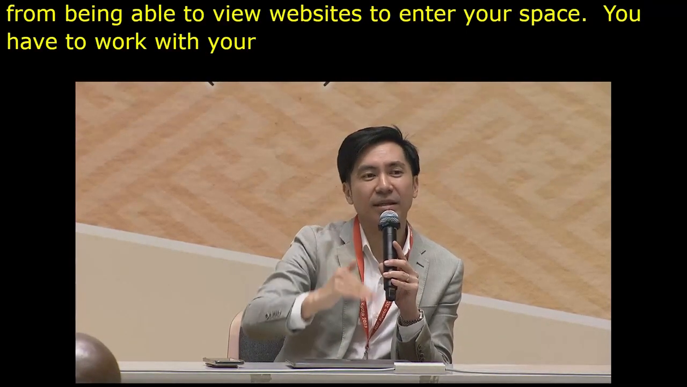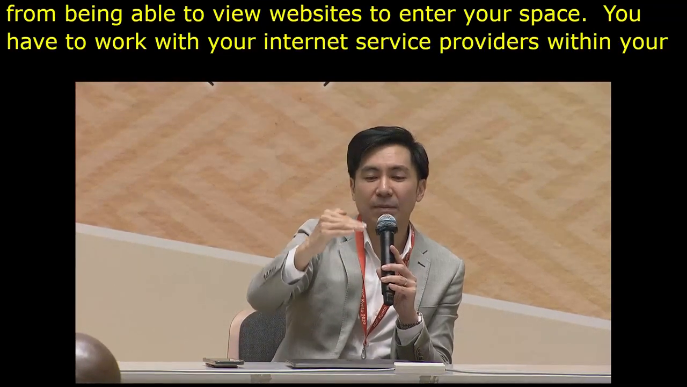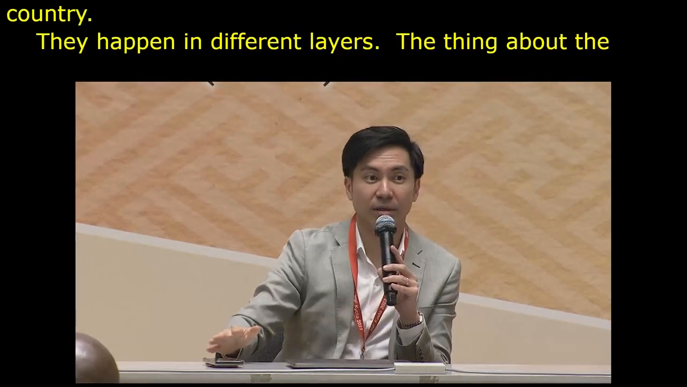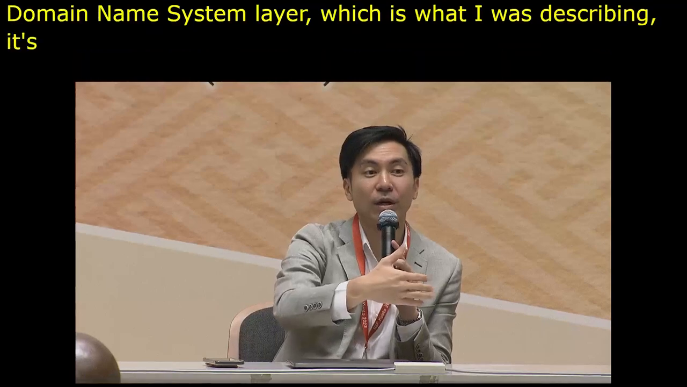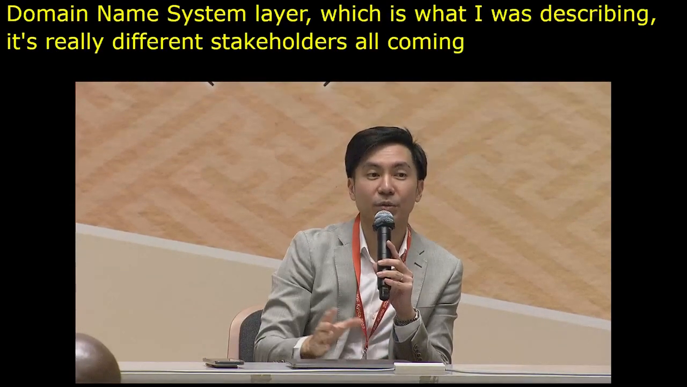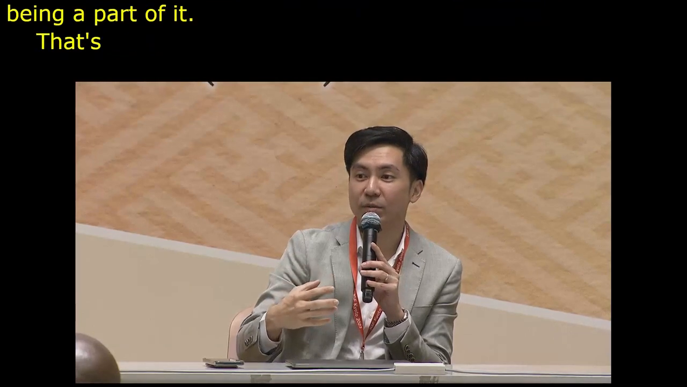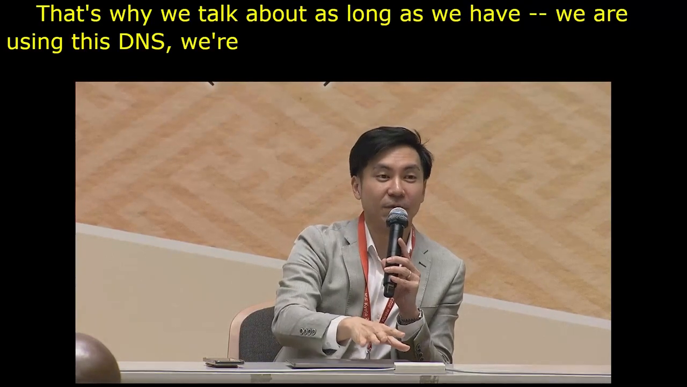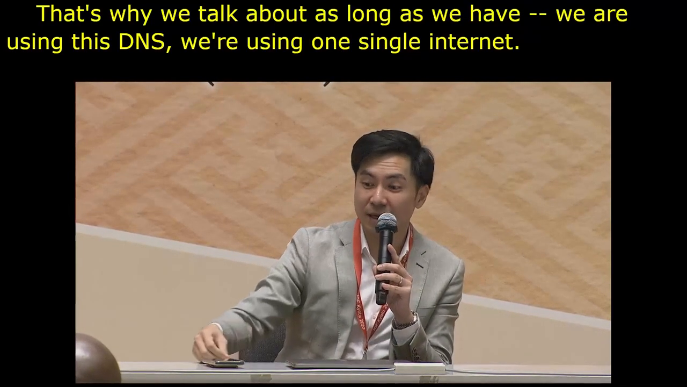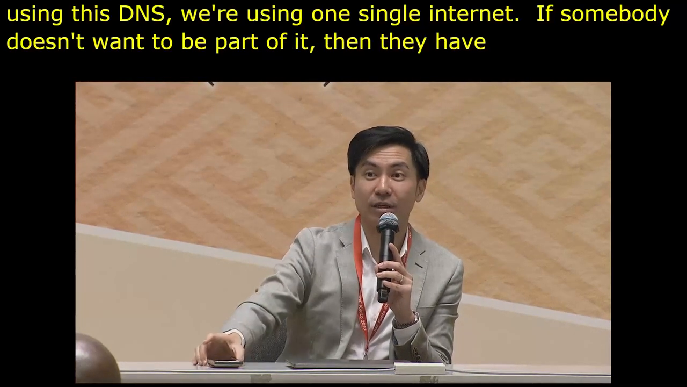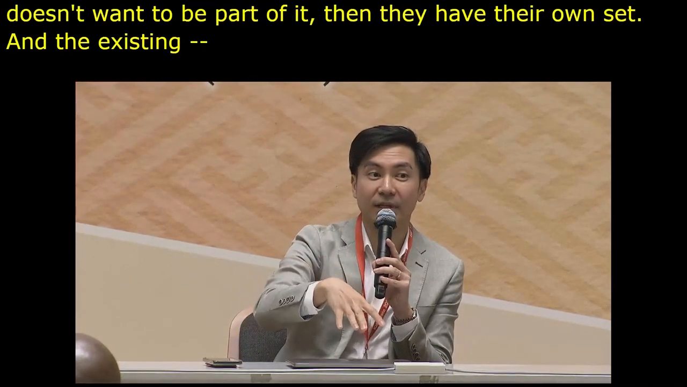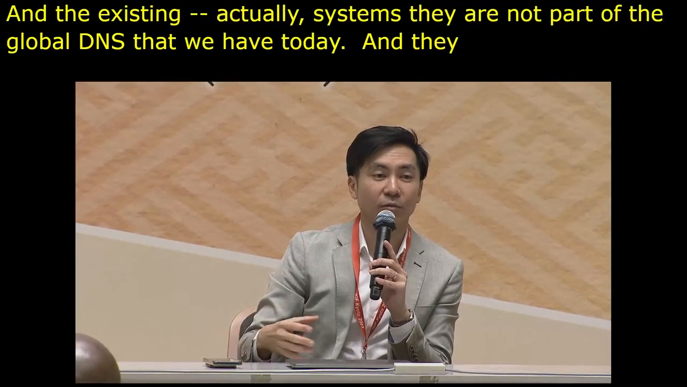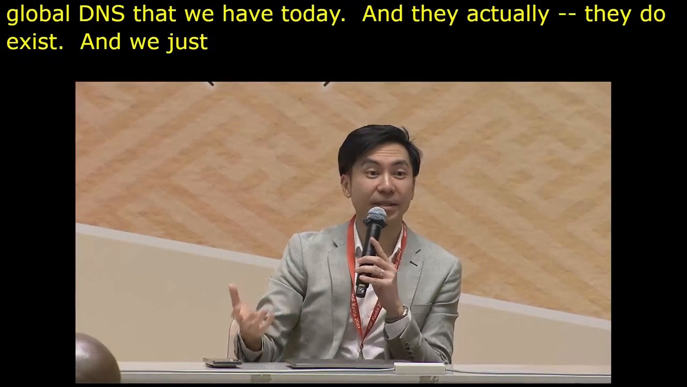So they happen in different layers. The thing about the domain name system layer, which is what I was describing, is that it's really different stakeholders all coming together and being a part of it. That's why we talk about, as long as we are using this DNS, we're using one single internet. But if somebody doesn't want to be part of it, then they have their own set, and there are existing systems that are not part of the global DNS that we have today. They do exist, and we largely call them intranets, or other systems that they are using.